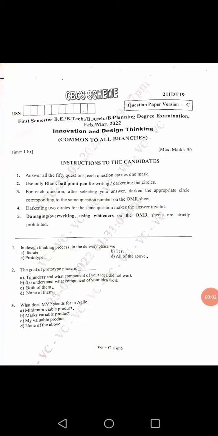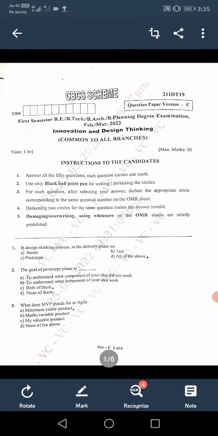Okay, welcome back students. Today we are having the updates of VTU, that is 21 IDT subject, the subject name is Innovation and Design Thinking. Today we had the exam for 50 marks. It is a multiple choice question based exam. So you need to only just mark the answers. It is not descriptive, as you know.